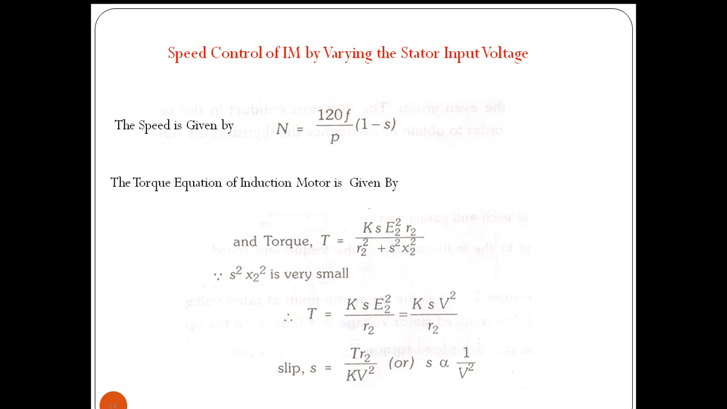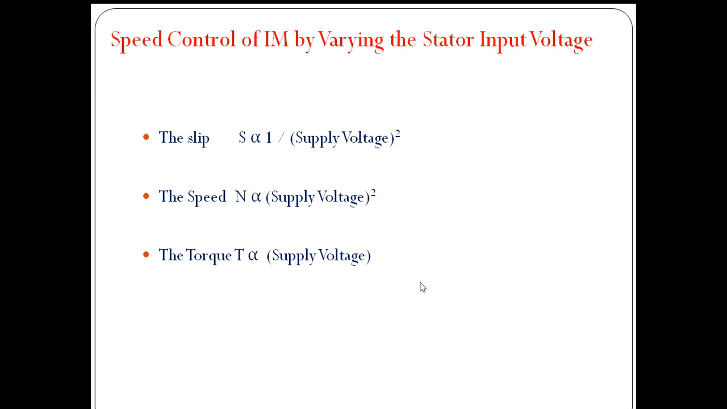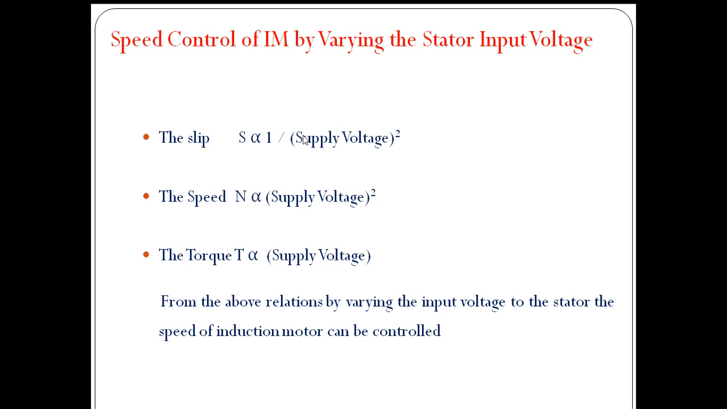From this, the slip is inversely proportional to the square of the applied voltage, and you can get these conclusions from the above expression. Slip is inversely proportional to the square of the supply voltage, and the speed of induction motor is directly proportional to the square of the supply voltage, and the torque is directly proportional to the supply voltage.